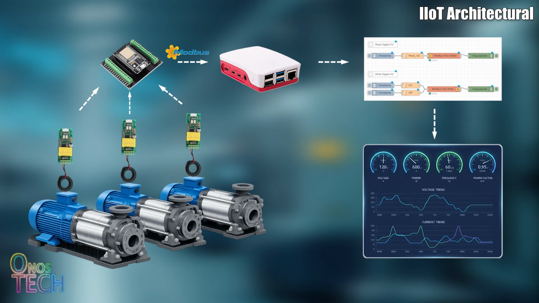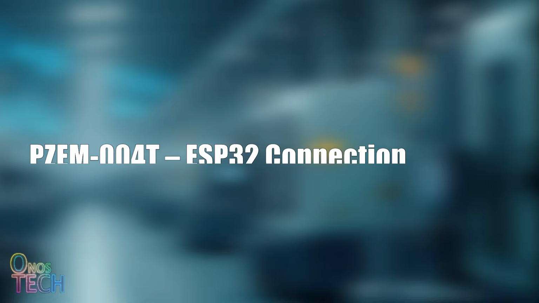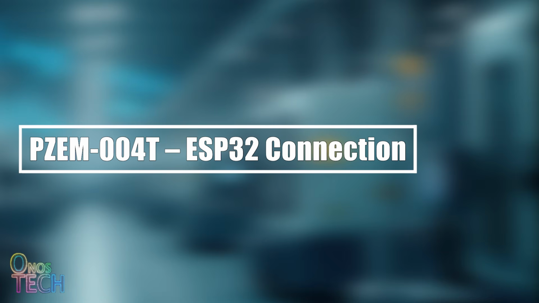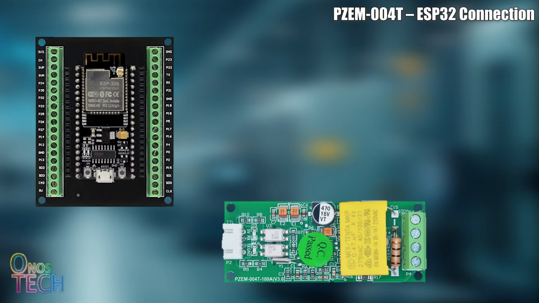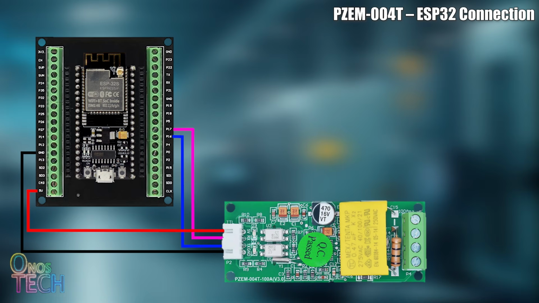But today, we will focus on setting up and hooking up a single energy monitor module to the Node-RED Edge gateway. Hooking up the PZEM-004T module to the ESP32 PLC is easy. Its TX pin is connected to the Serial 2 RX pin D16 of the ESP32, the module's RX pin to the ESP32 TX pin D17, the 5V pin to VCC, and GND to GND.